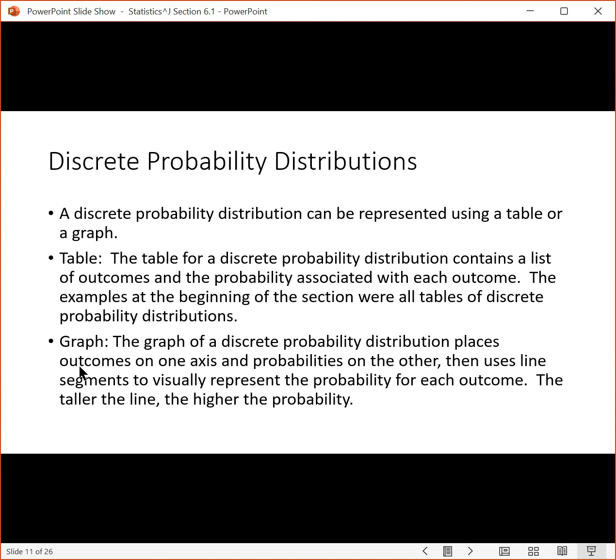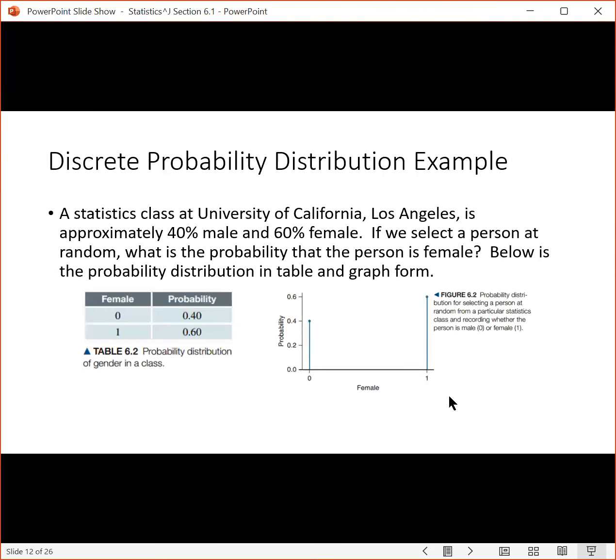The way that you do it is you put outcomes on one axis, probabilities on the other, and then you use a line segment to visually represent the probability. The taller the line, the higher the probability. So let's look at some examples.